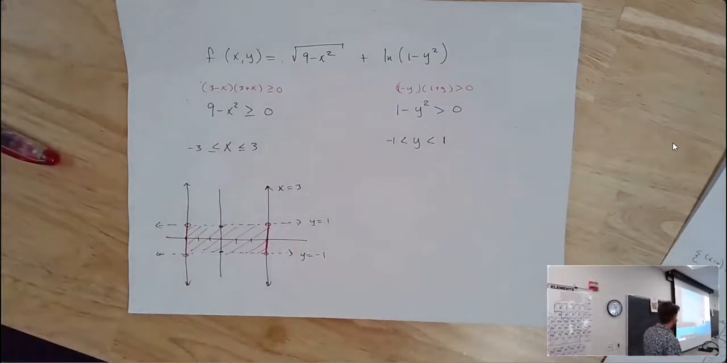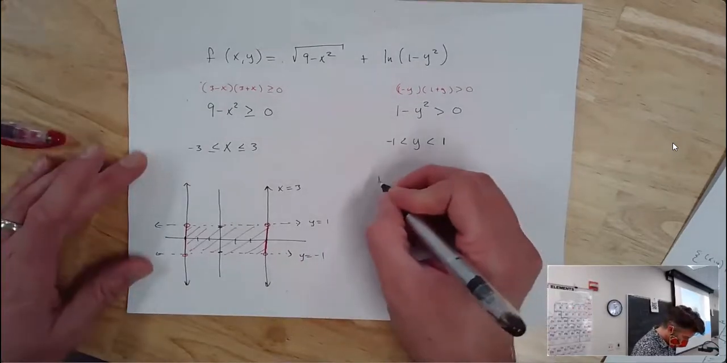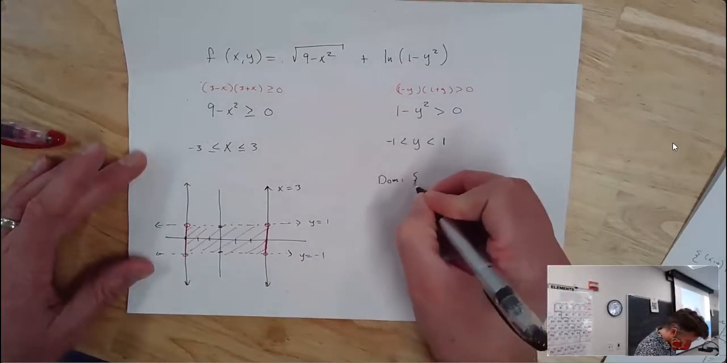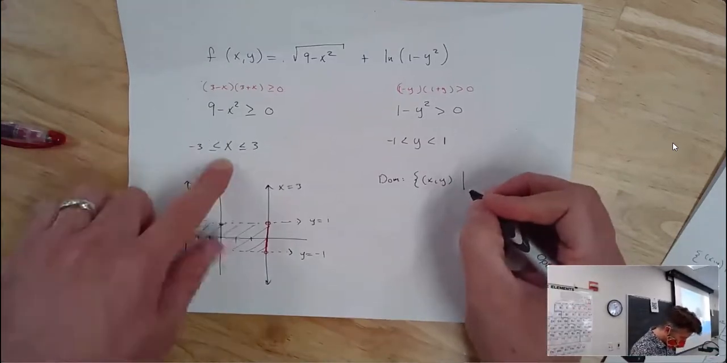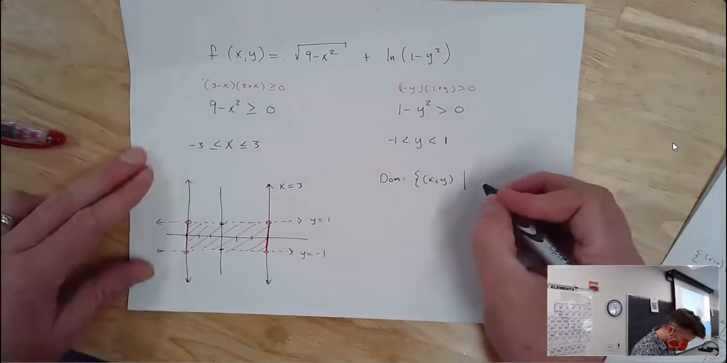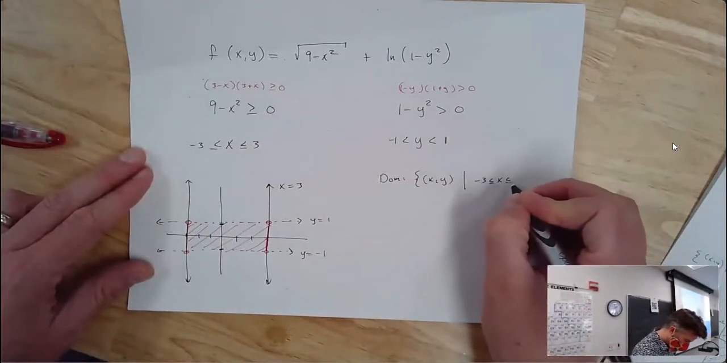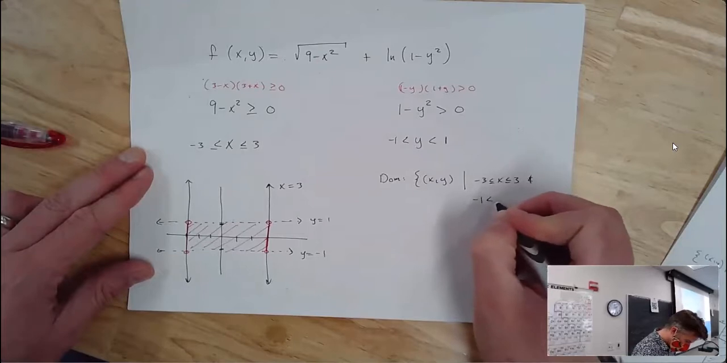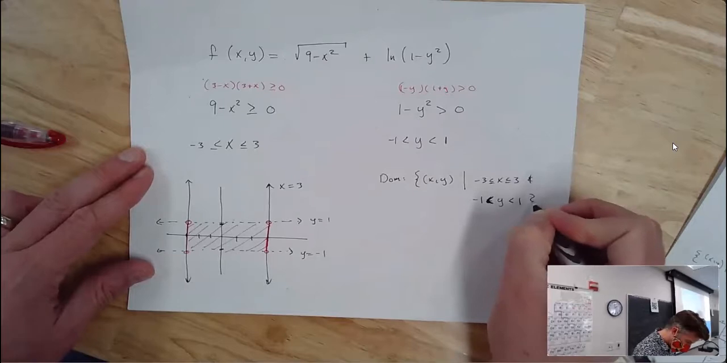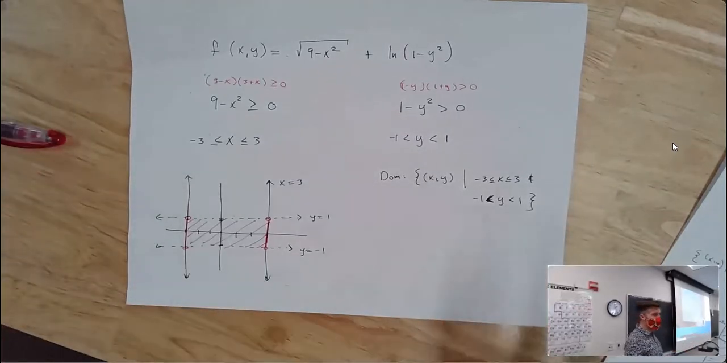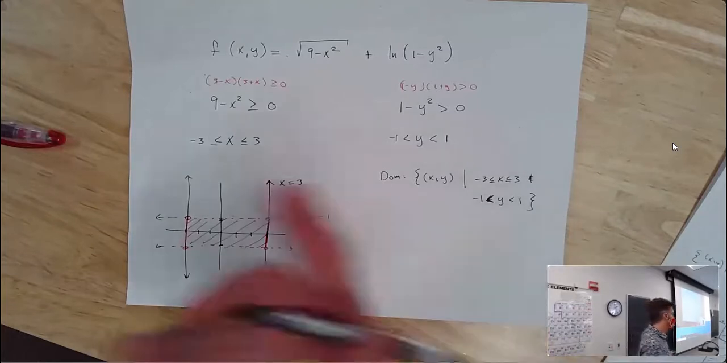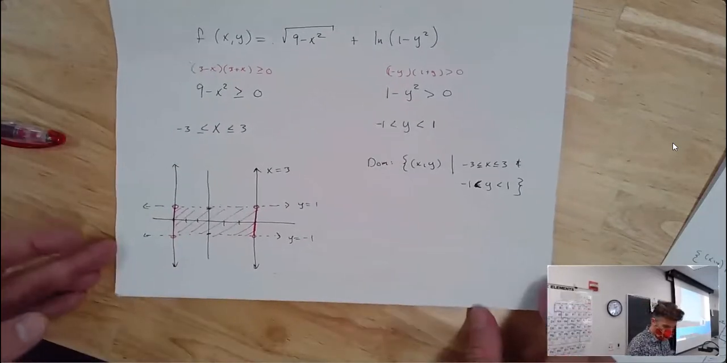And I'll just mention again that the way of writing this domain is very unexciting. You're literally just saying it's the set of all points in the plane such that this is true and this is true. Oops, less than, not less than or equal to. That's it. So writing the domain is often called set builder notation. Doesn't really say more than we've already done.